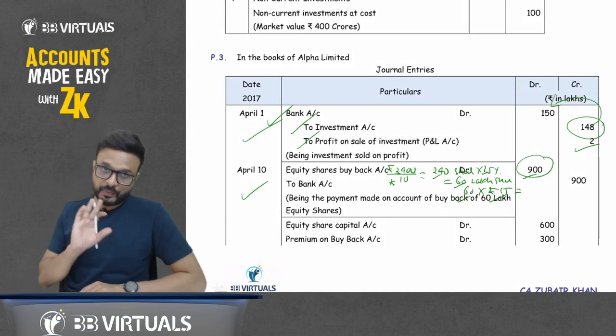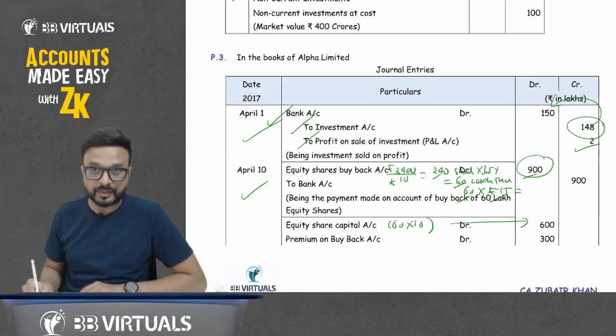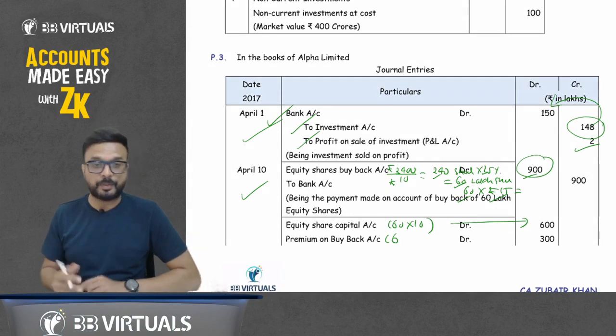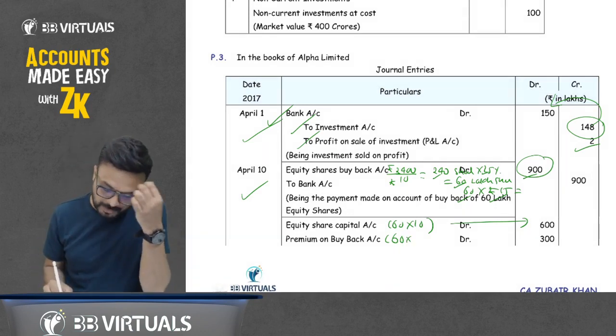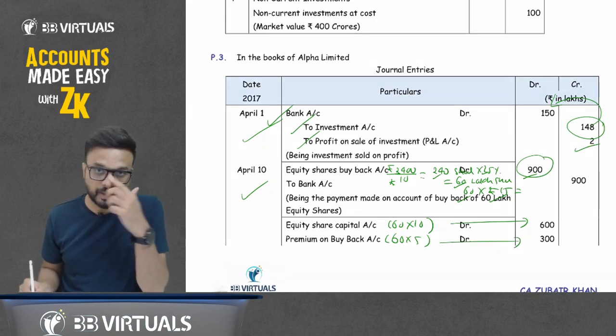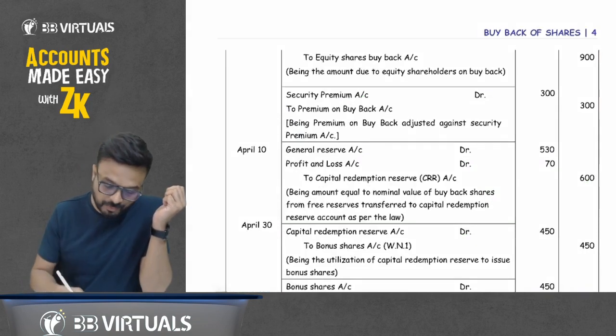Now what is the face value? 10. So 60 multiplied by 10, it comes to 600. Premium: we are paying 15 rupees, the face value is 10, so 5 rupees extra. So 60 multiplied by 5, that comes to 300. So equity share capital account debit, premium on buyback account debit to equity share buyback.